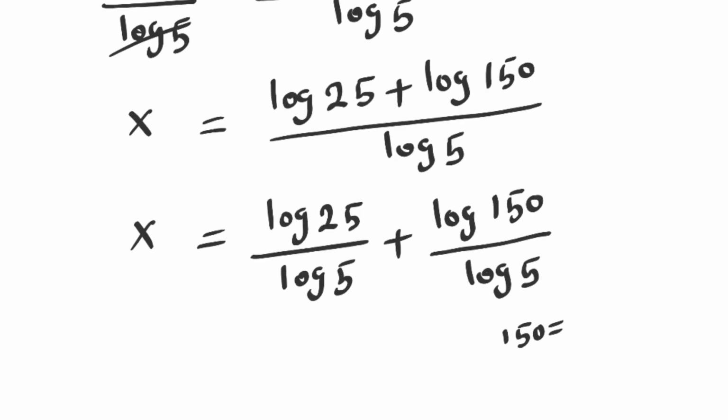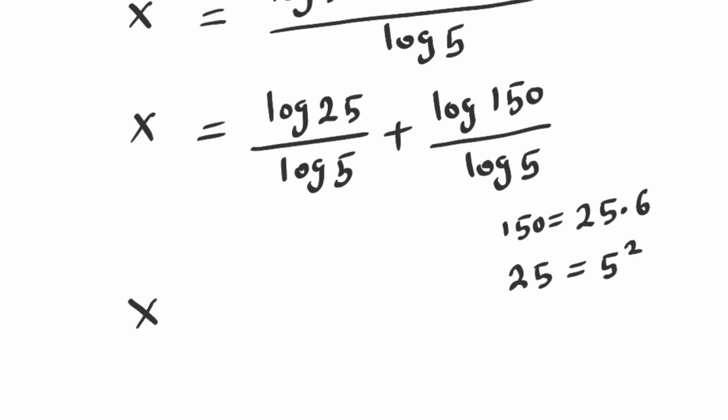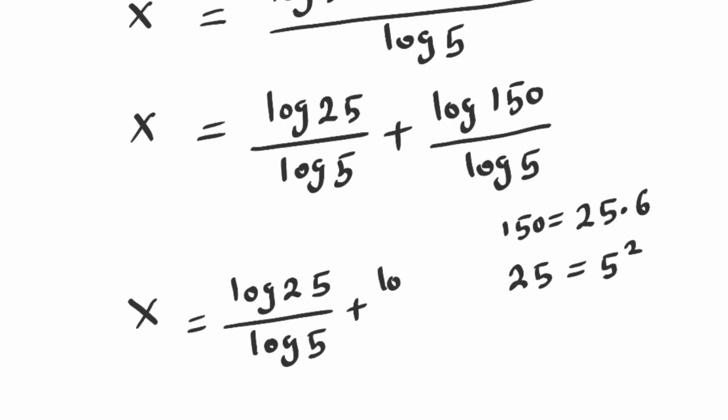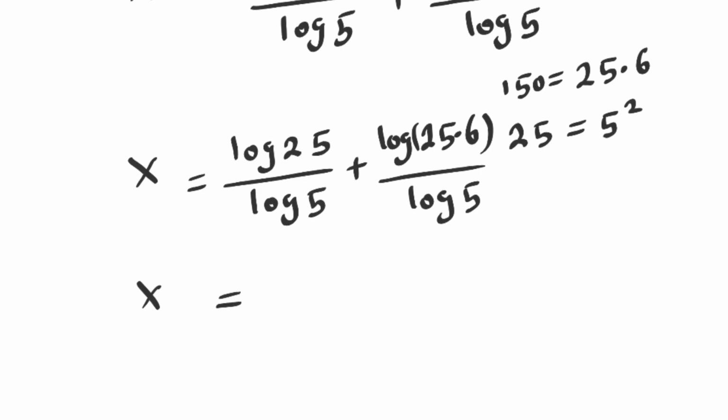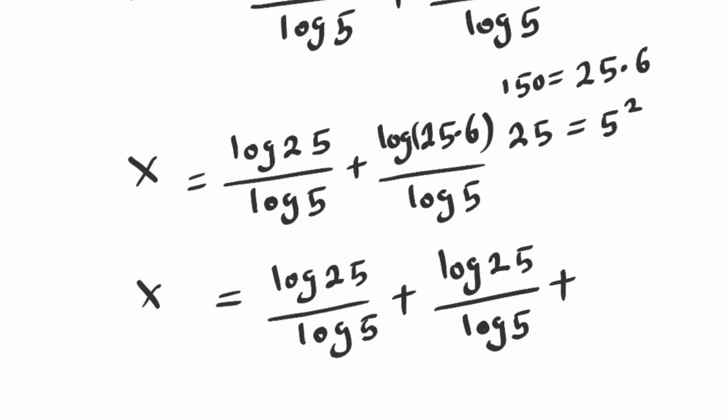150 is equal to 25 multiplied by 6, and 25 is equal to 5 square. x is equal to log 25 all over log 5 plus log 150, now can be written as log 25 multiplied by 6 all over log 5. x is equal to log 25 all over log 5 plus, if you split this, we have log 25 all over log 5 plus log 6 all over log 5.